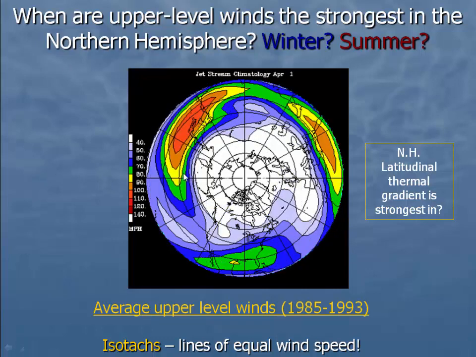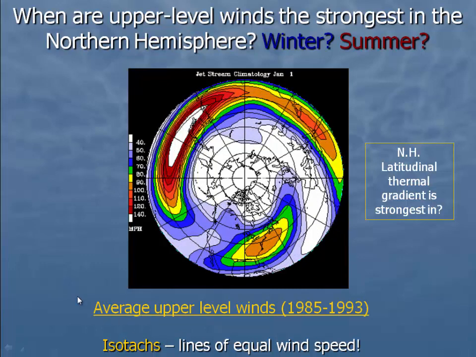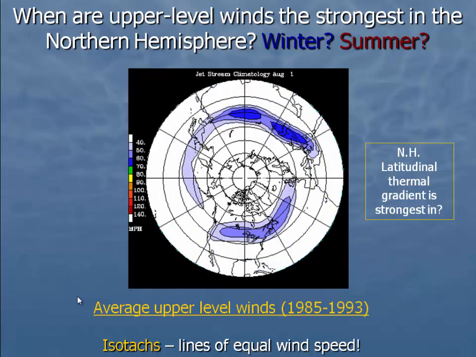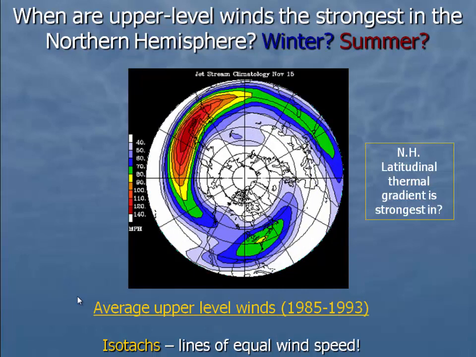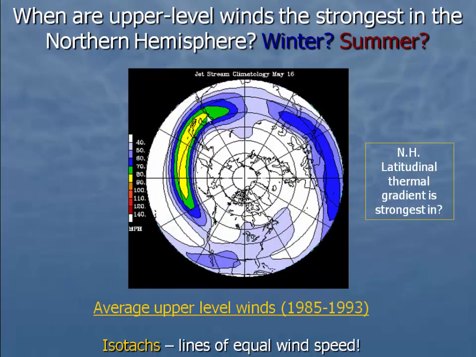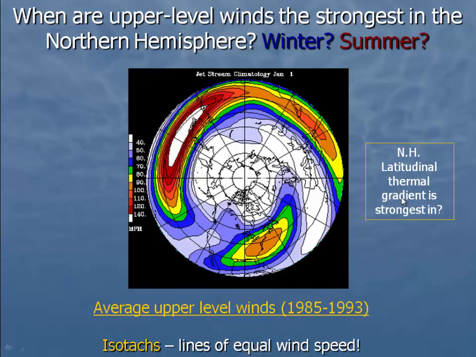You're looking at a new value, something called an isotac. So now we have isotherms, which are lines of constant temperature. We have isobars, which are lines of constant pressure. And now we have isotacs, which are lines of constant wind speed. These isotacs are strongest in the winter because the thermal gradient is strongest in the winter.